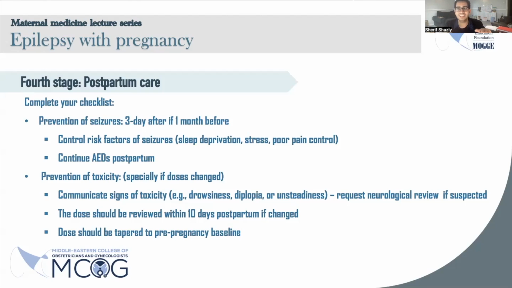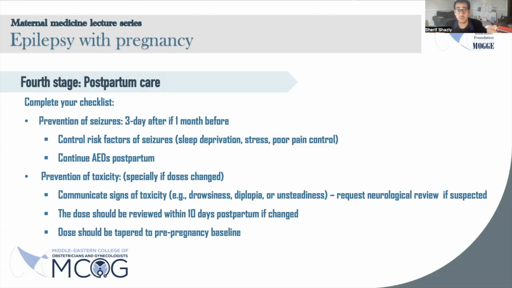So the first thing is preventing seizures, and she's still at high risk of having seizures in the first 24 hours, up to 3 days after delivery, actually, especially if this lady is known to have seizures immediately before pregnancy. So if she had seizures within 1 month of conception, she has a high risk of having seizures within 3 days of delivery of this baby.